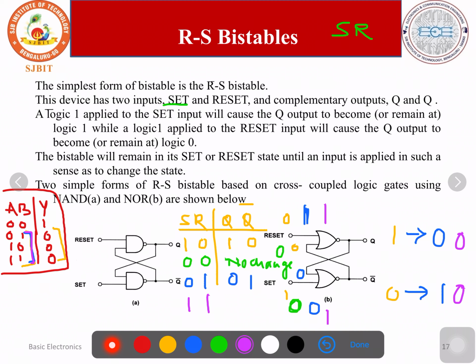So this is a simple RS bistable used as a memory. We can save 1 or 0, a 1-bit memory. So I hope you have understood.